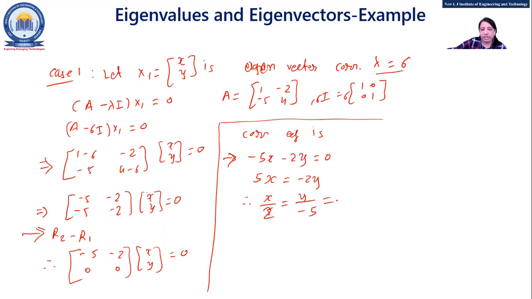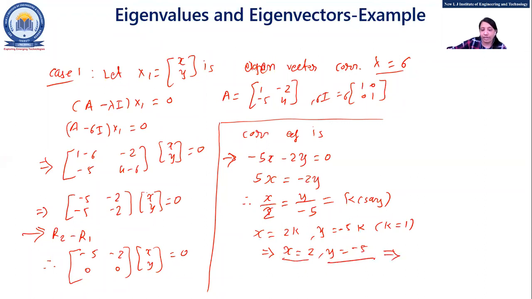So whatever the value, say simply, for example, k. You can write x equal to 2k and y equal to minus 5k. Now for different values of k, you will have different values of x and y. But normally we take k equal to 1 while solving this type of example. So your x would be 2 and y would be minus 5. Sorry, here it would be minus 5. So x is 2, y is minus 5.